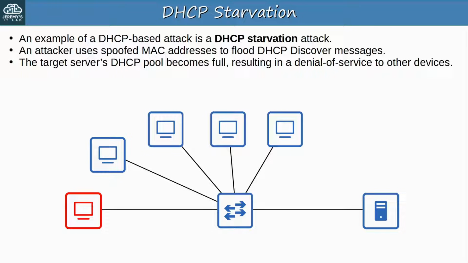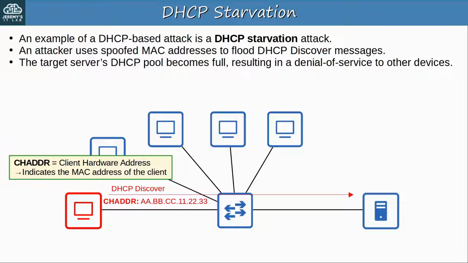You already know this by now, but here's a review. The attacker sends DHCP discover messages with false source MAC addresses. Now, something I didn't mention before is that DHCP actually uses a field in the DHCP message, written as CHADDR, which stands for Client Hardware Address, to indicate the MAC address of the client.